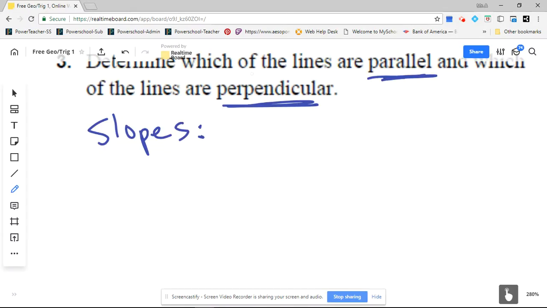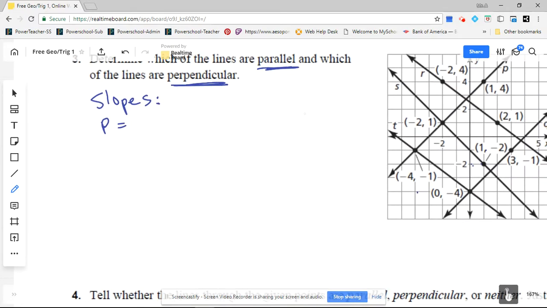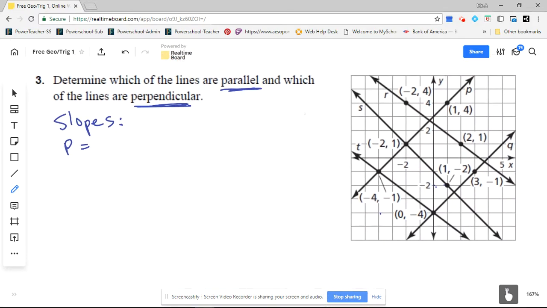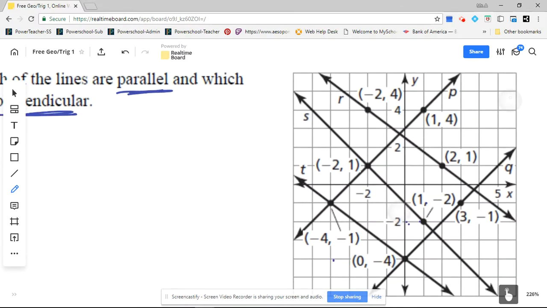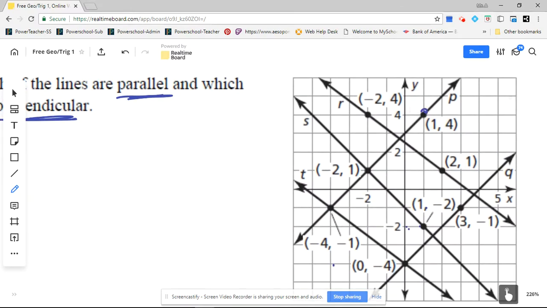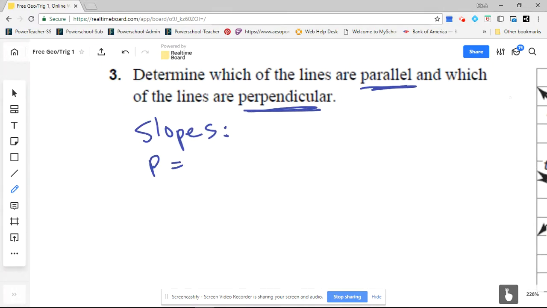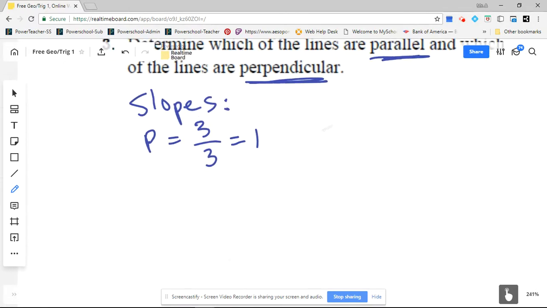So if we go in order, then we need to find the slope of P first. So line P, we need 2 points on P. I could use this point up top, and then I could use this next point here, and I go up 1, 2, 3, rise, 1, 2, 3, run. So the slope for line P is 3 rise and 3 run, which is just going to be a slope of 1. 3 divided by 3 is 1. That means I could go up 1 and over 1, and I would have this be on that same line. So that's P. Let's go to Q.